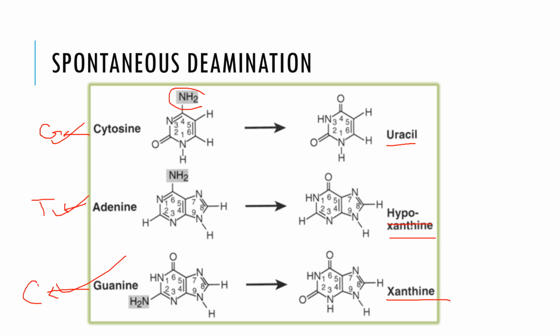But because of the change in affinity, now uracil will form a bond with adenine, hypoxanthine will form a bond with cytosine, and xanthine will form a bond with cytosine. As you can see here, because of the removal of the amino group, the structures have changed, and because of the change in structures the affinity has also changed. Now cytosine is converted into uracil and the partner will be adenine, hypoxanthine will form a bond with cytosine, and xanthine will form a bond with cytosine.